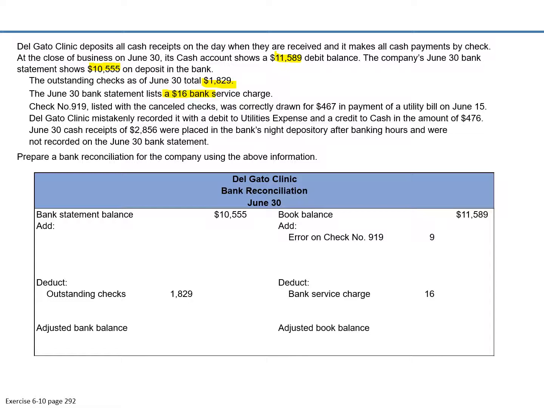Then on June 30th, the cash receipts of $2,856 were placed in the bank's night depository after banking hours. That's deposit in transit. This 2856 belongs on the bank side. So then if we do our math, we have an adjusted bank balance of 11,582. Do our math on our book side, we hopefully have an adjusted book balance of 11,582. Okay.